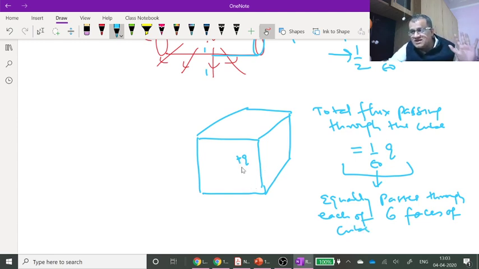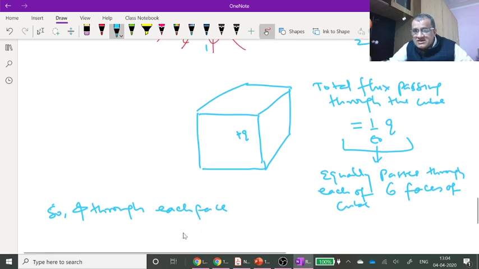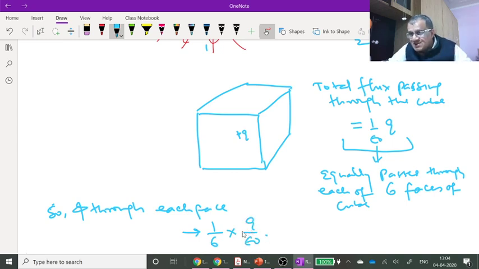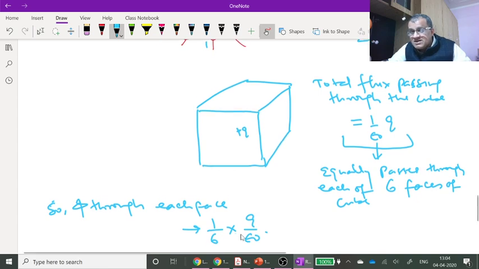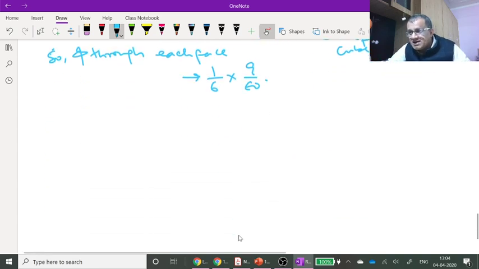The charge is placed at the center. So by symmetry, by common sense, the total field lines coming out of this charge should pass equally through each of these 6 faces. So the flux through each face is 1 by 6 of Q by epsilon naught. Now this is common sense and easily understandable.